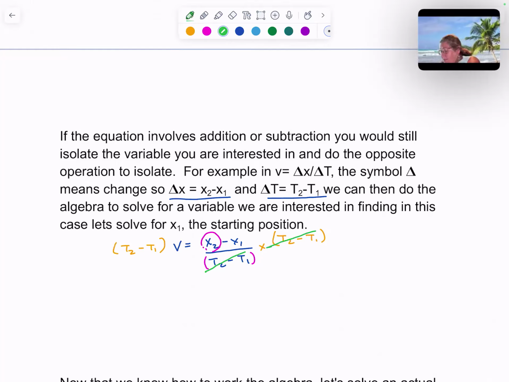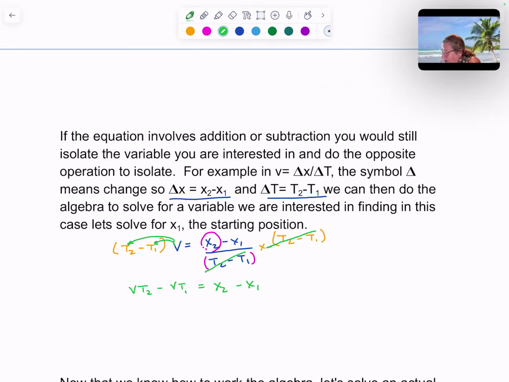Okay, I need to clean up some of my algebra here. I've got something I've got to distribute. So I'm going to have v multiplying by each one of those. So I'm going to have v t2 minus v t1 is equal to x2 minus x1. Okay, looks good.